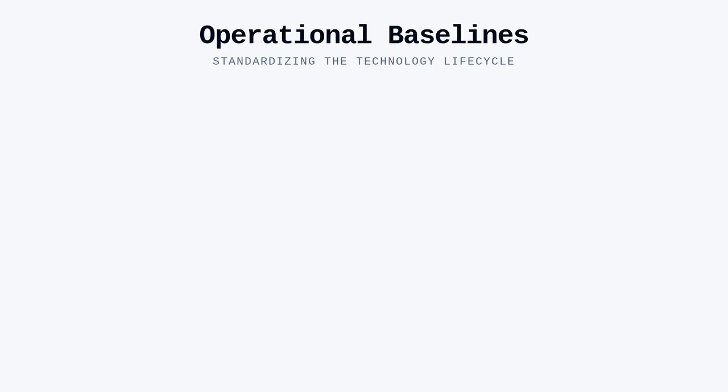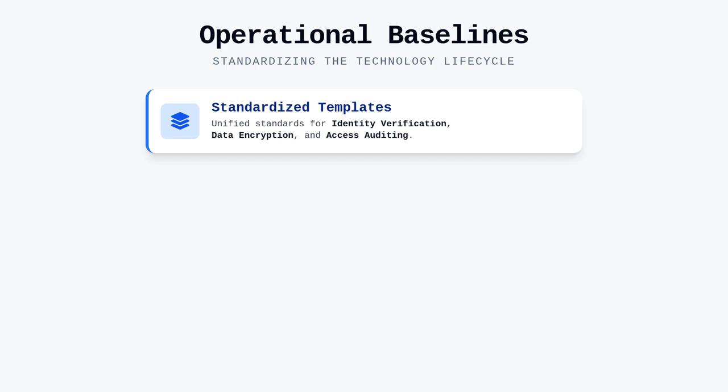Establishing these operational baselines simplifies the lifecycle of any technology platform because it creates a standard template for new deployments. Every time you stand up a new system, you apply the same internal standard for identity verification, data encryption, and access auditing. This reduces the cognitive load on engineering teams, as they no longer have to guess how to interpret data protection requirements for every individual project.